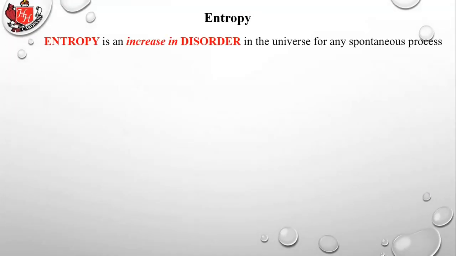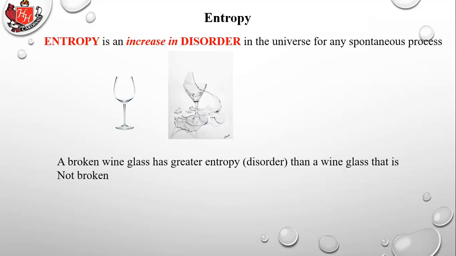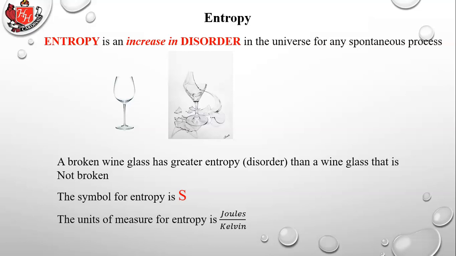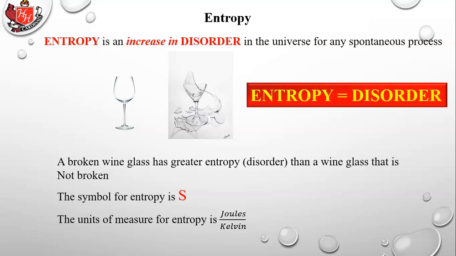Entropy is disorder in the universe for any spontaneous process. So a broken wine glass has greater entropy, disorder, than a wine glass that is not broken. The symbol for entropy is S. The units of measure for entropy are joules per Kelvin. So entropy equals disorder, remember that. Increasing entropy means you're increasing the disorder of the system.